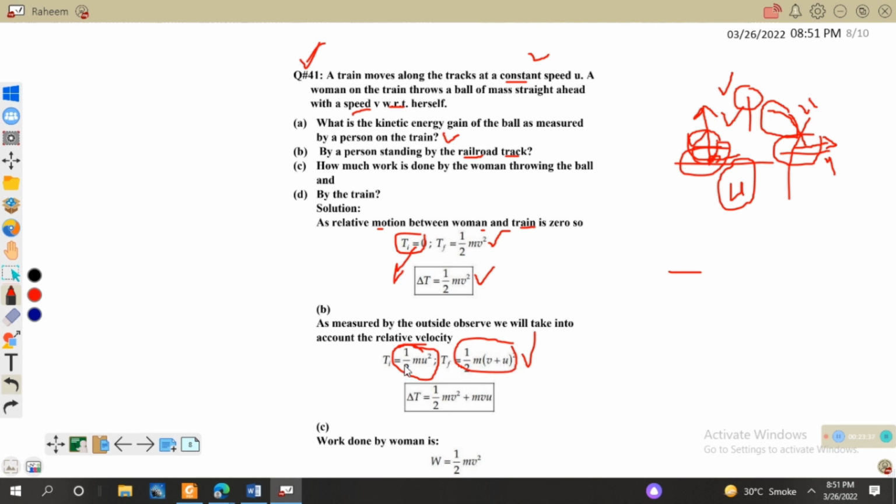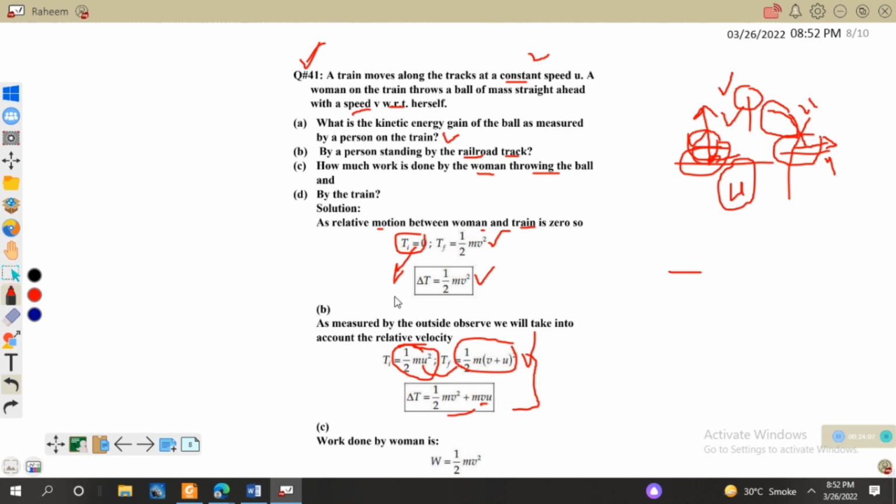So if we write the change of this, delta T will be 1/2 this velocity minus this. So one term will get cancelled and we will be left with the other two terms, 1/2 mv square plus mvu. So in this case our relative change will be delta T, which is 1/2 mv square plus mvu. Then another question: how much work is done by the woman throwing the ball?